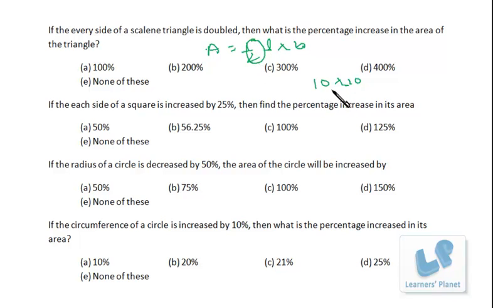Okay, so initially the area is 10 into 10, that is 100. Now if each side is doubled, so it's 20 into 20, it's 400, right? So initially the area was 100, now the area is 400. So what is the percentage increase? That is 300%. Okay, now it doesn't matter that we are given that the triangle is scalene, and we are taking both the sides as the same. It's not necessary because we are making a percentage increase calculation. So basic data can be any number.